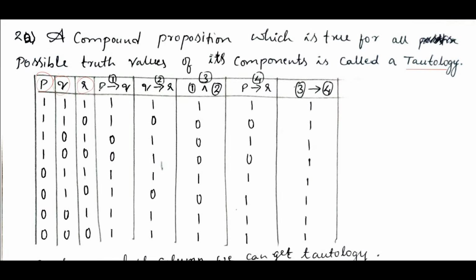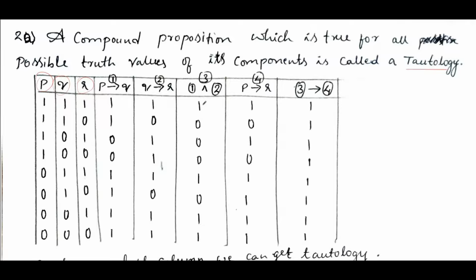Since we have 3 primitive propositions, it should be 2 power 3, so it is 8 truth values. That is what I have constructed here. Then I will go with column 1 as P implies Q, using the definition of the conditional proposition I explained. Similarly, I will find Q implies R. Then I will take the conjunction of column 1 and column 2. That is what I have done.